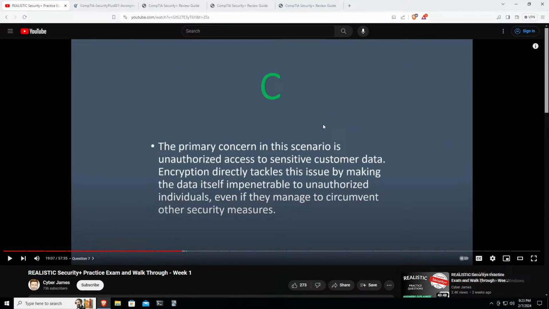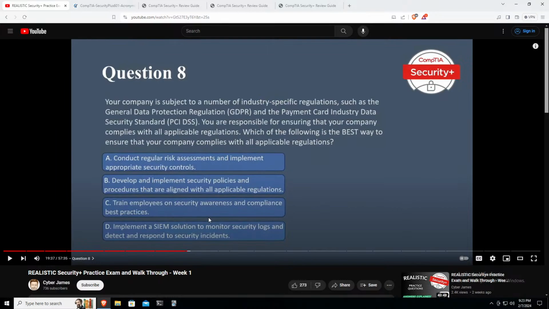Yep, the primary concern in this scenario is unauthorized access to sensitive customer data. Encryption directly tackles this issue by making the data itself impenetrable to unauthorized individuals, even if they manage to circumvent other security measures. All right, let's move on.